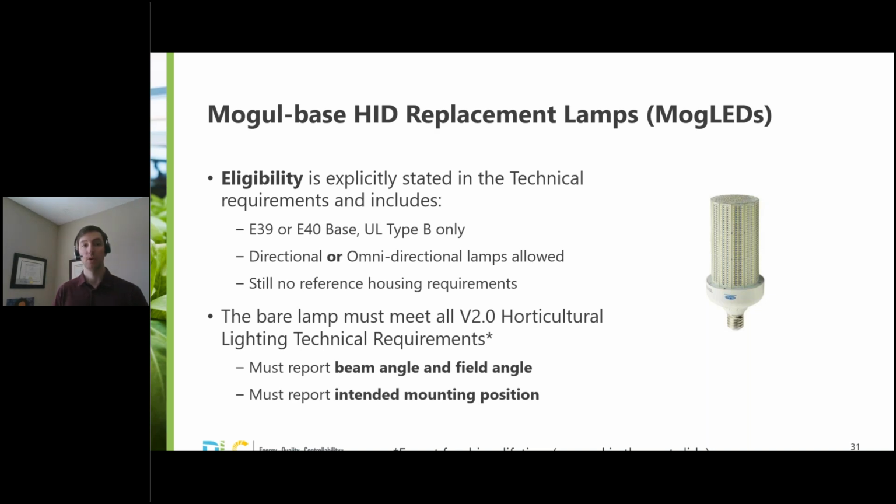So the Horticulture MogLEDs need to meet the 2.0 requirements, except for driver lifetime. And I mentioned, since there are no housing requirements, the testing is done on the bare lamp. And because it's type B, we're not considering any ballast effects, so it's just the bare lamp operated outside of a luminaire or a retrofit kit. So testing just the lamp, these products need to meet the technical requirements. And new with draft 2, as I mentioned in the summary slide, those MogLEDs must report beam and field angles and report the intended mounting position.